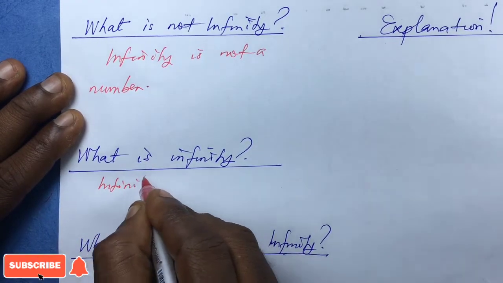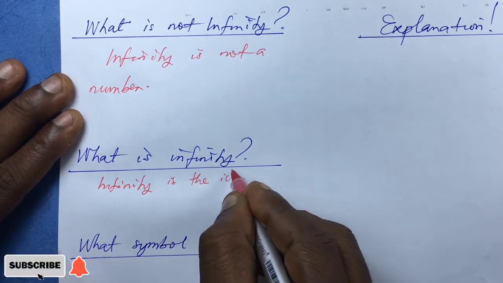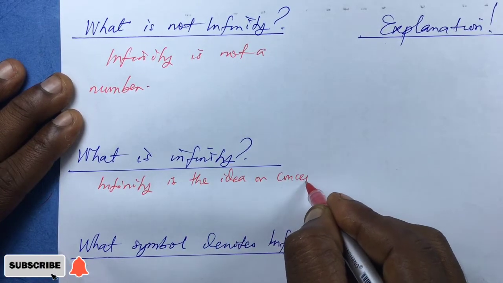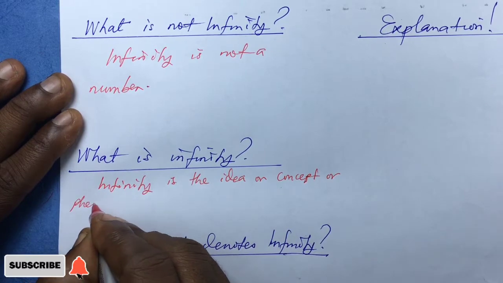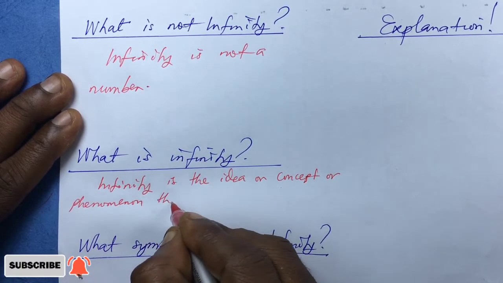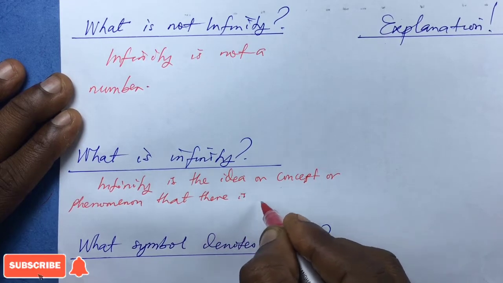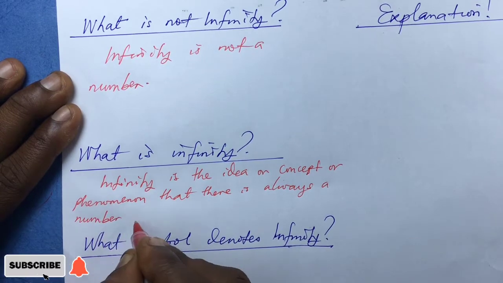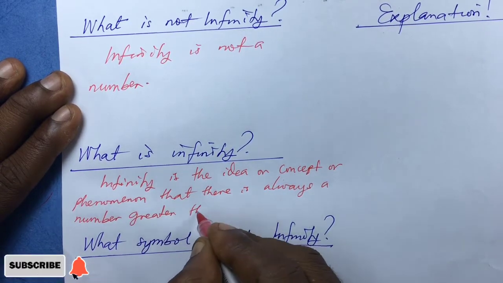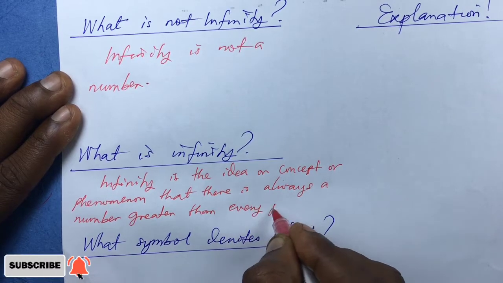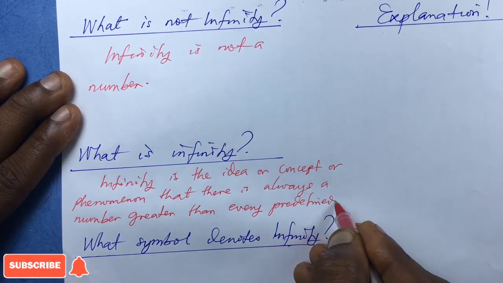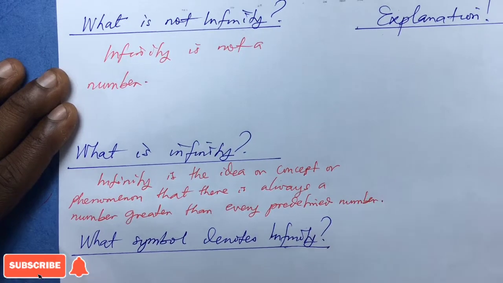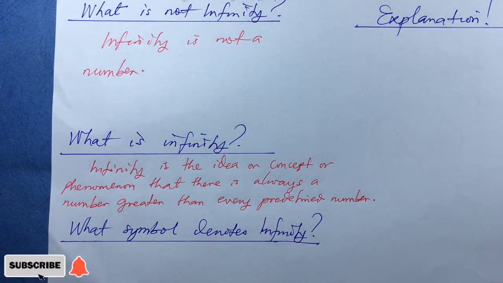Infinity is the idea or concept or phenomenon that there is always a number greater than every predefined number. Okay, so infinity describes an unending sequence of numbers. Okay, an unending process of numbers.